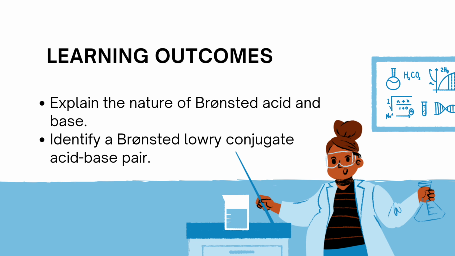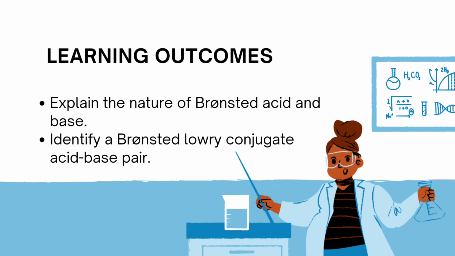So what are our outcomes or objectives for today's lesson? We want to know and be able to explain the nature of Brønsted Lowry acid and base. Also, we want to be able to identify Brønsted Lowry conjugate acid-base pairs. That is most important, because being able to identify the conjugate pairs is very, very important in Brønsted Lowry acid-base theory.